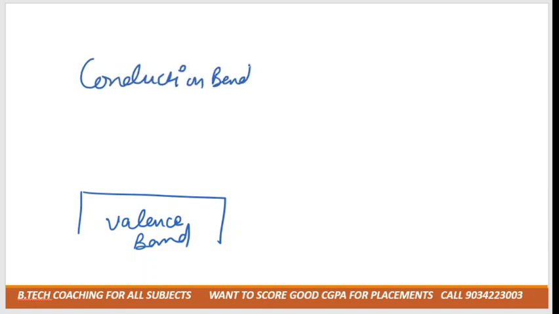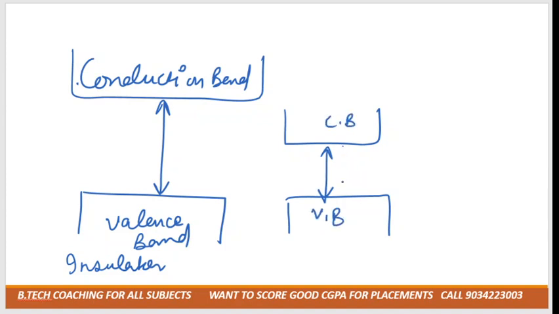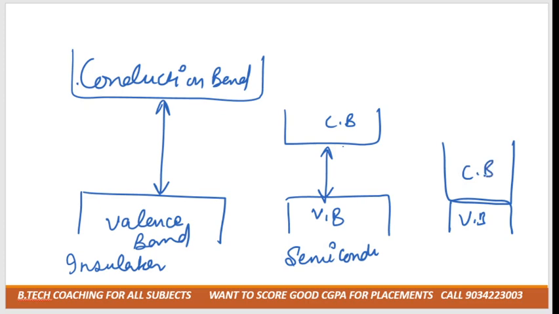We have different forbidden energy gaps for an insulator, for a semiconductor, and for a conductor. Okay, as you can see, there is a much larger gap between the valence band and conduction band, right? So it is the example of an insulator. If the distance between the valence band and conduction band is not so large and not so small, then this is the example of a semiconductor. And if the valence band and conduction band overlap with each other, then this is the case of a conductor, right?